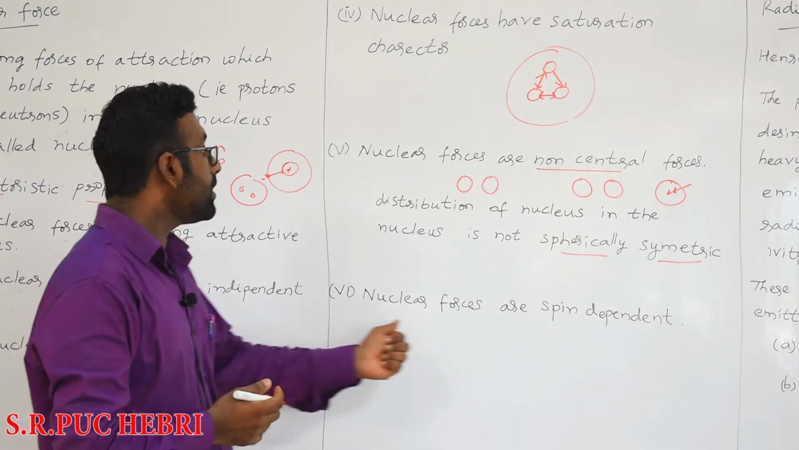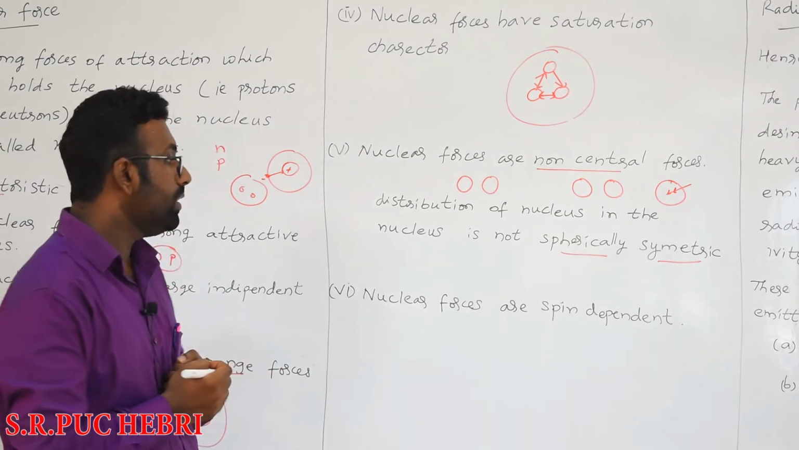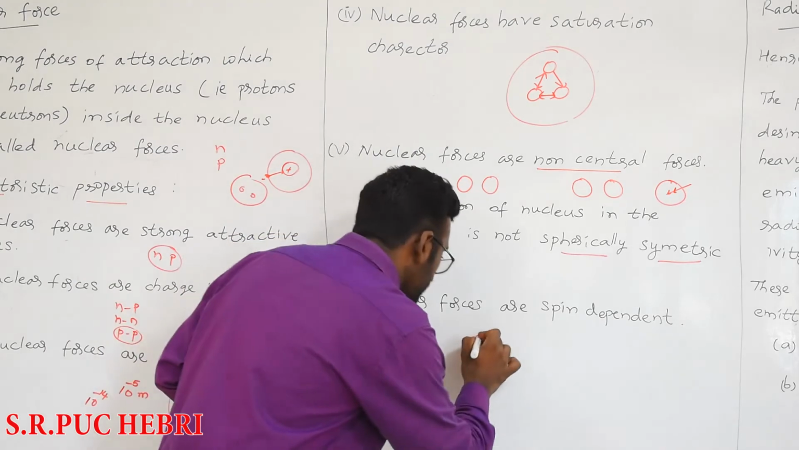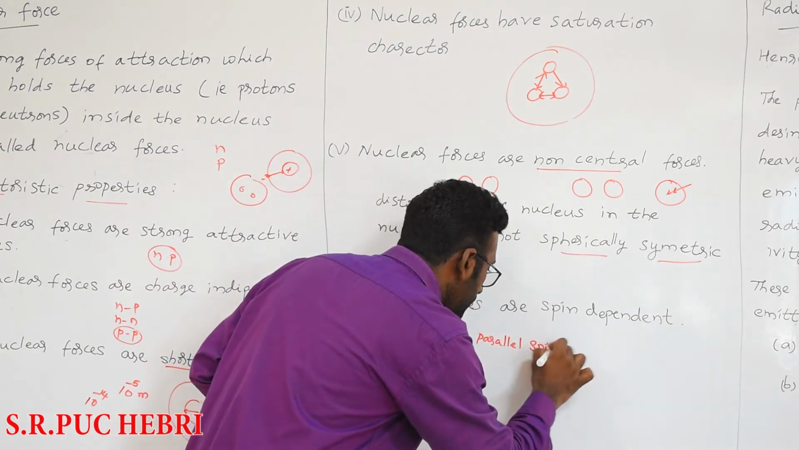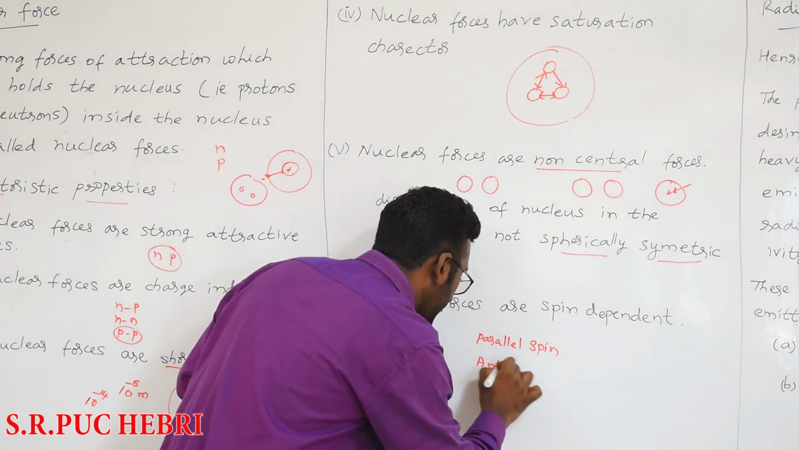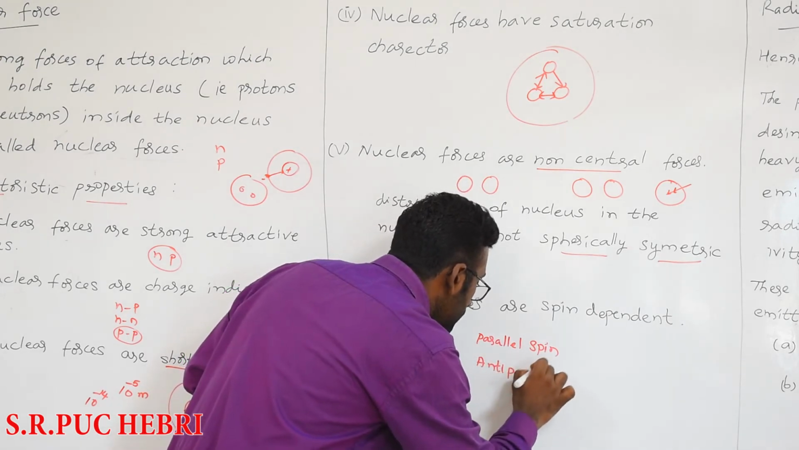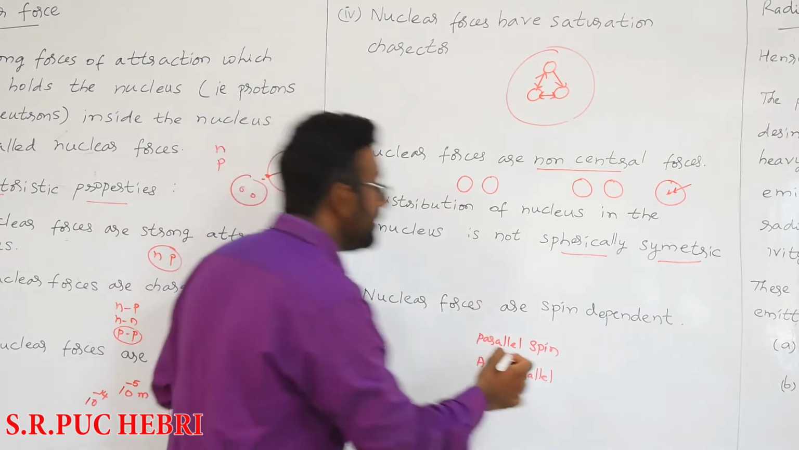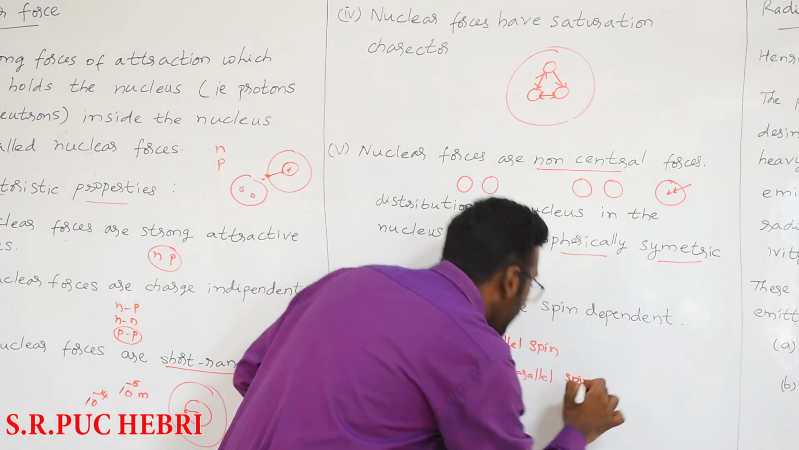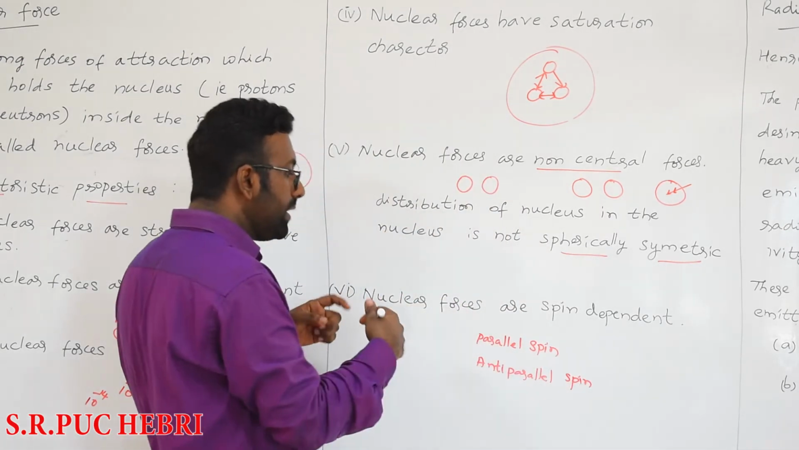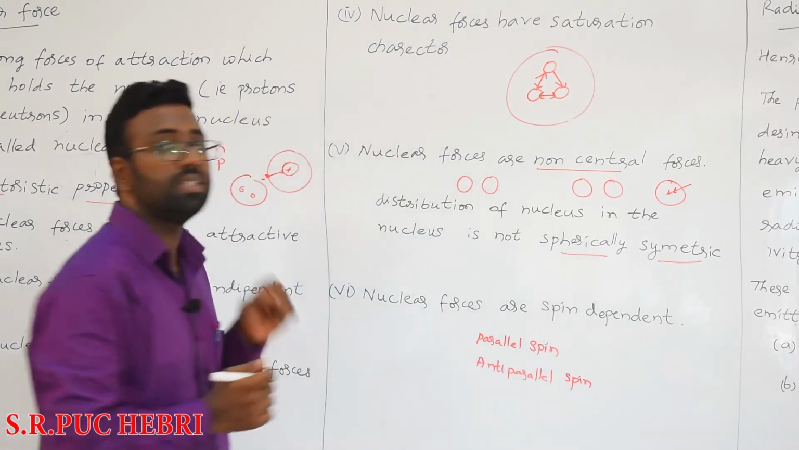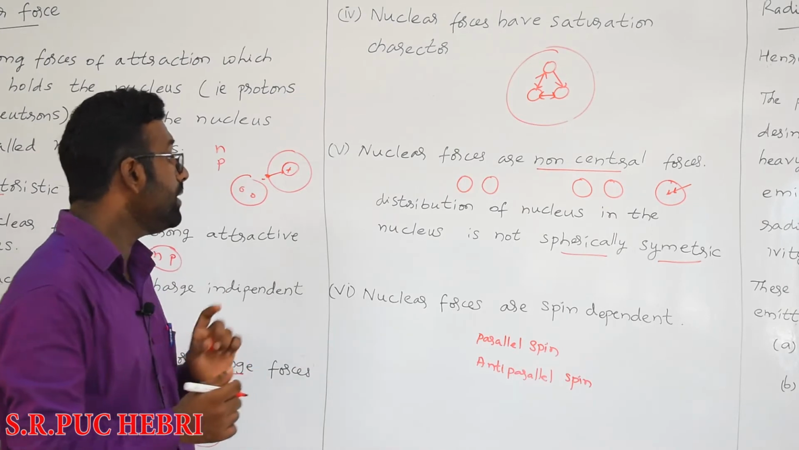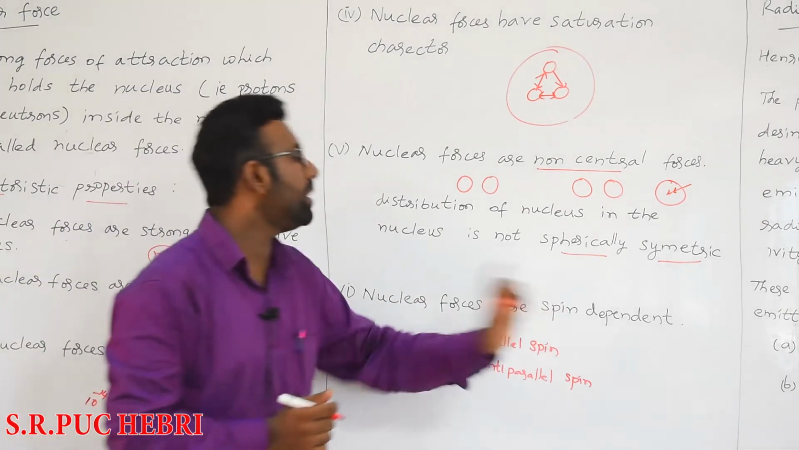Next one, nuclear forces are spin dependent. There are two types of spin. One is parallel spin and another one is anti-parallel spin. So we observe from the studies that nucleons having parallel spin will have more interaction compared to the nucleons having anti-parallel spin. So this is about the interaction being spin dependent.